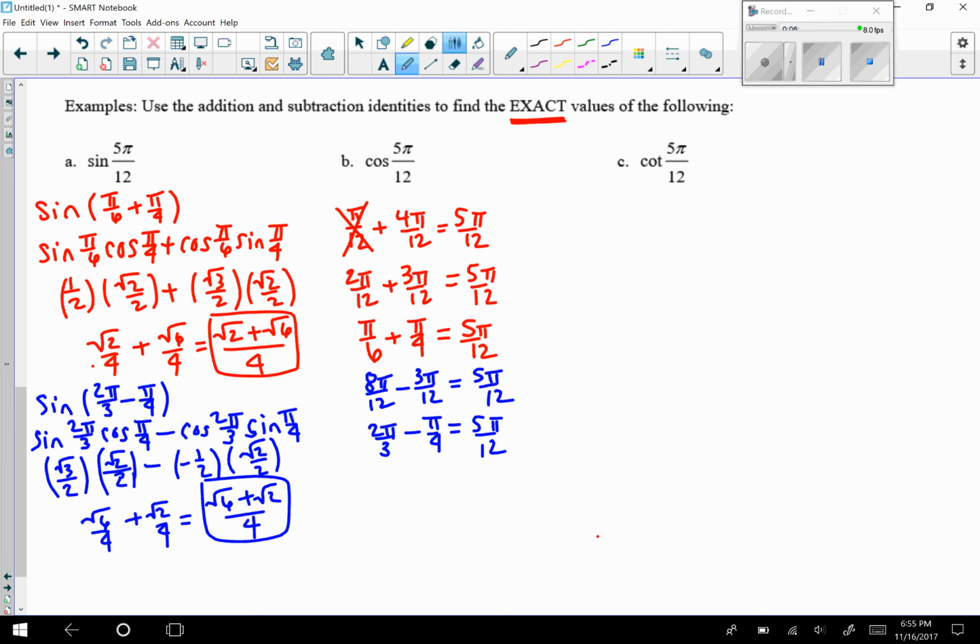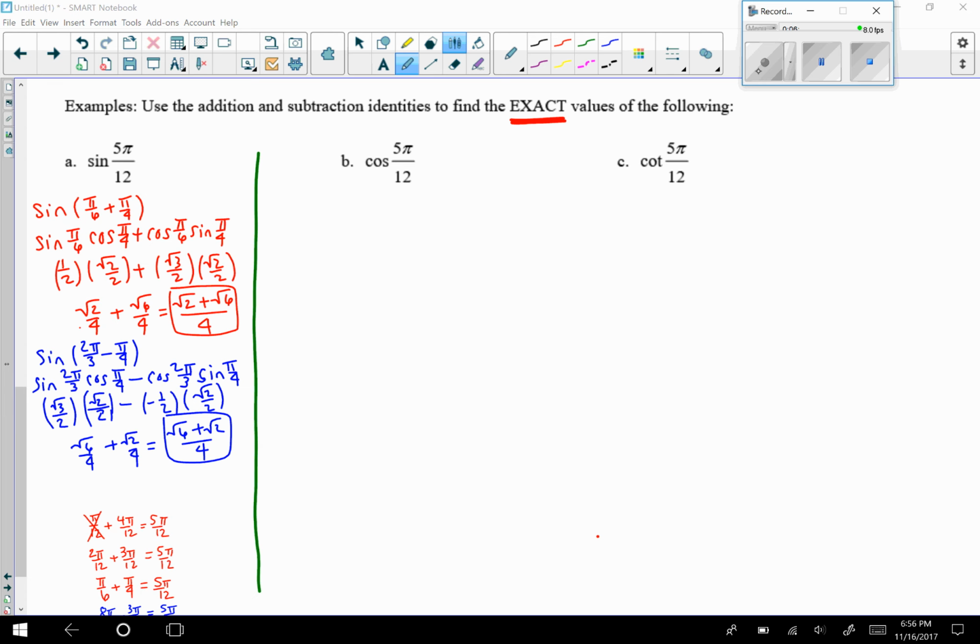So again, that's just to show you that you could do a combination of different terms and still end up with the same answer. So now we're going to do the same thing for cosine. Since we already know pi over 6 plus pi over 4 equals 5 pi over 12, we're going to use that for our cosine. So we have the cosine of pi over 6 plus pi over 4, and I'm going to use my cosine addition identity. Don't forget the addition identity uses subtraction.